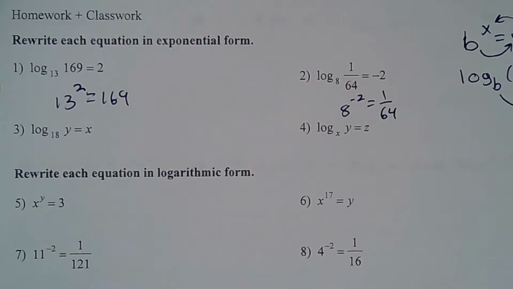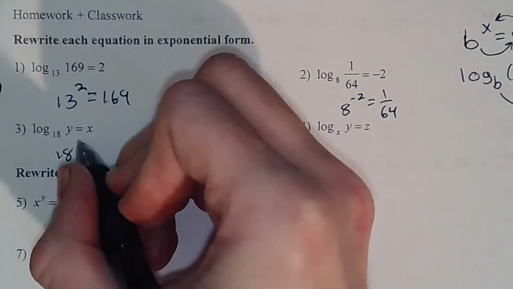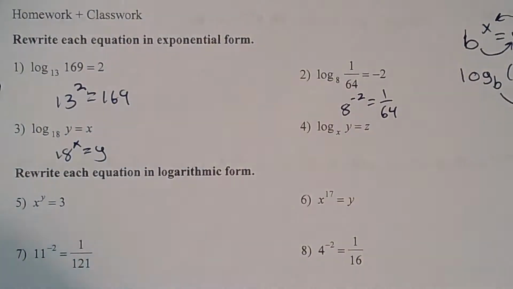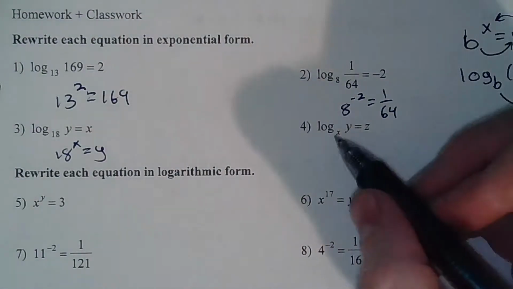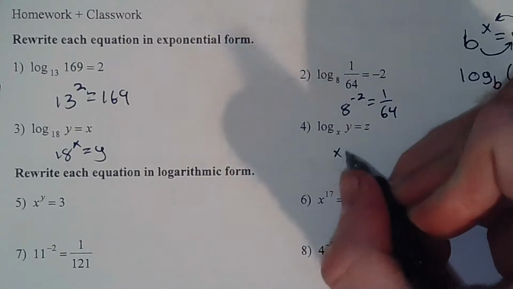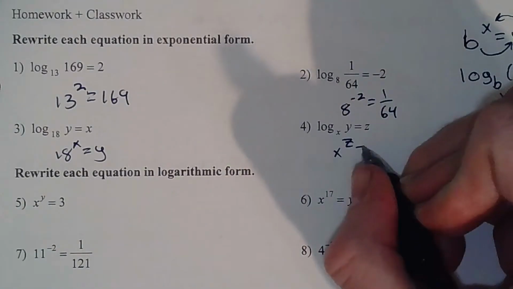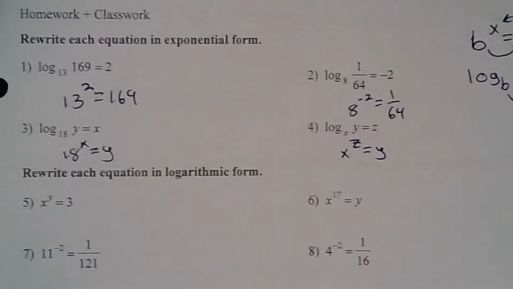Number 3, 18 raised to the x power equals y. I'm doing the same thing over and over again. There's no differences here. Continuing on, number 4, it's all letters, and it's still the same thing. X to the z equals y, not exhibit.